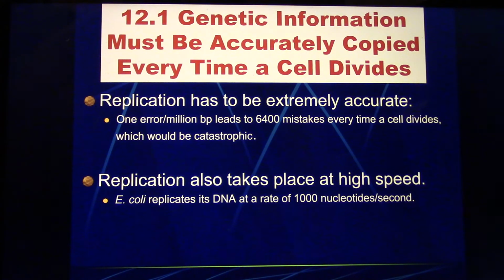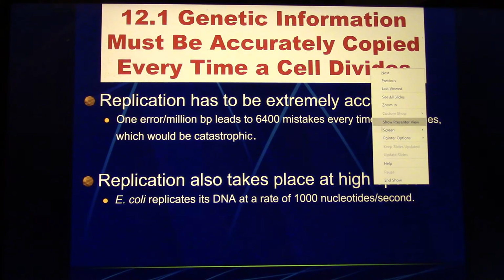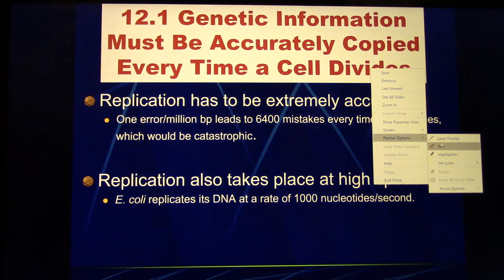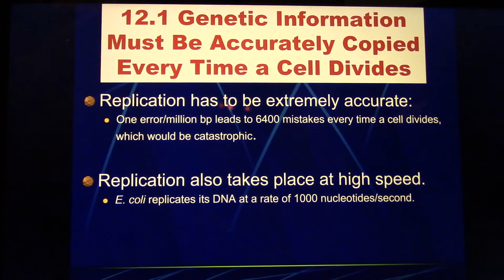Genetic information must be accurately copied every time the cell divides, so replication has to be extremely accurate. One error in a million base pairs leads to 6,400 mistakes every time a cell divides, which would be catastrophic if we didn't have a way to correct those mistakes. Replication also takes place at high speed.